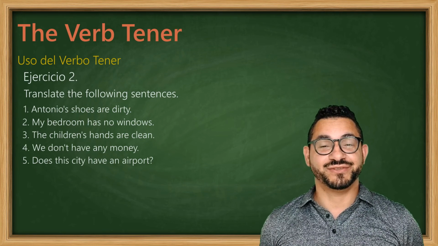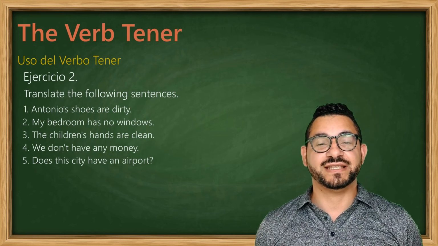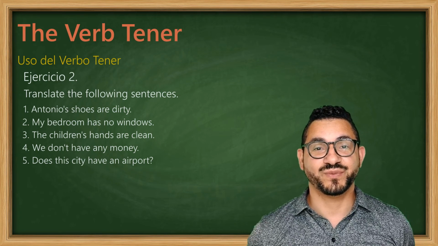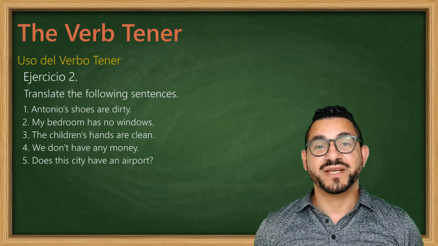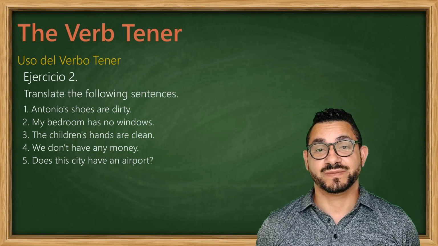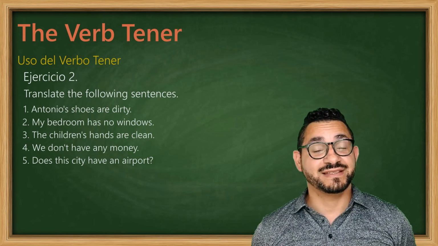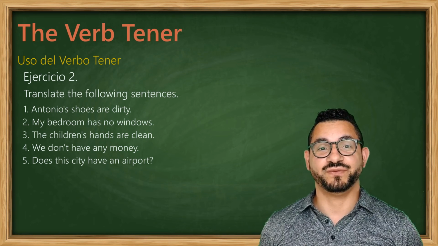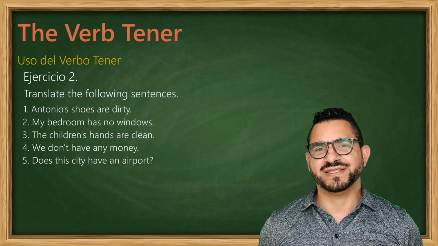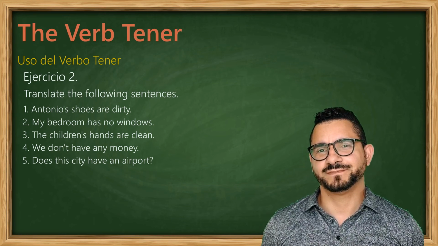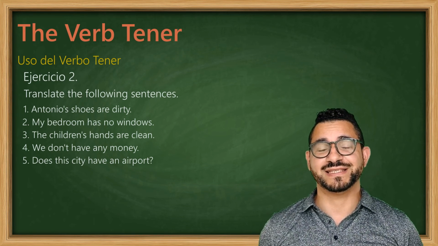Let's do another exercise. Okay, so let's translate the following sentences. Number 1, Antonio's shoes are dirty. Number 2, my bedroom has no windows. Number 3, the children's hands are clean. Number 4, we don't have any money. Number 5, does the city have an airport? Feel free to pause the video while you practice.